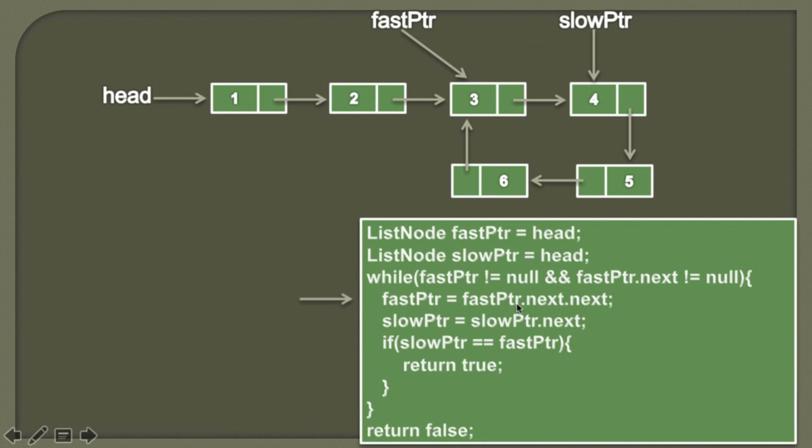Now we are simply traversing fast pointer by 2 positions by assigning fast pointer next value to fast pointer. So here fast pointer is currently pointing to the 3rd node and its next is pointing to the 4th node and its next is pointing to the 5th node. So we are simply traversing fast pointer from the 3rd position to the 5th position. So it would look something like this. Moving ahead.